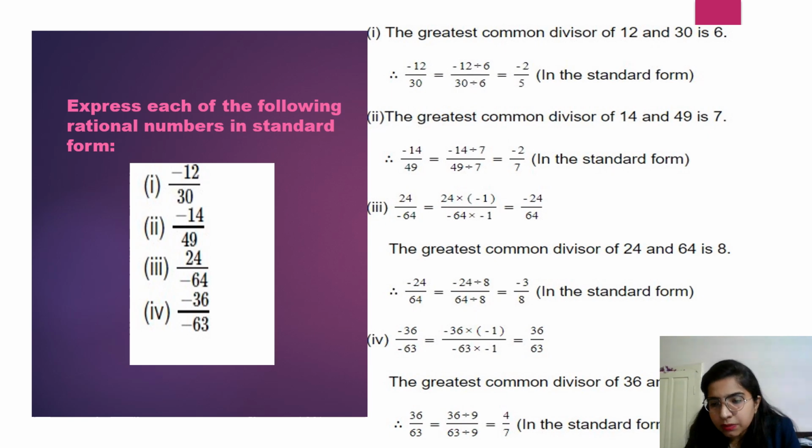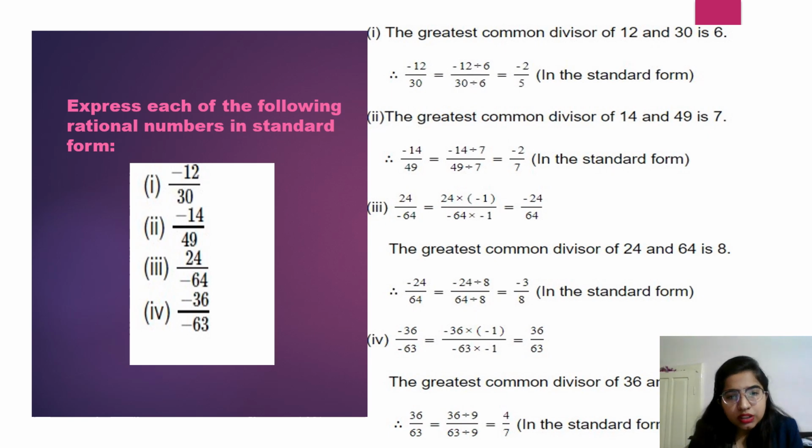Second step, on the same table I have to cancel them. At the table of 8 they will be cancelled. Minus 24 divided by 8, 64 divided by 8. The answer will be minus 3 upon 8. This will be the standard form.